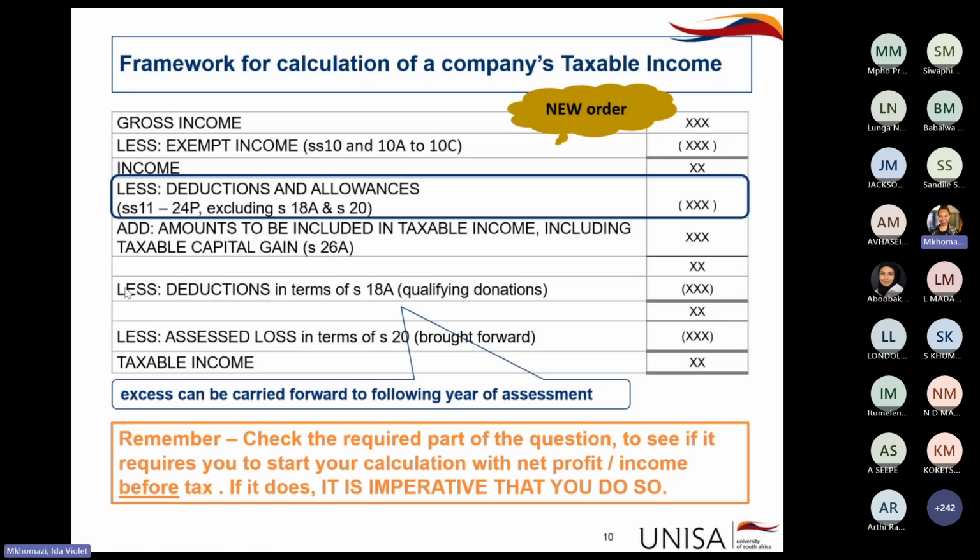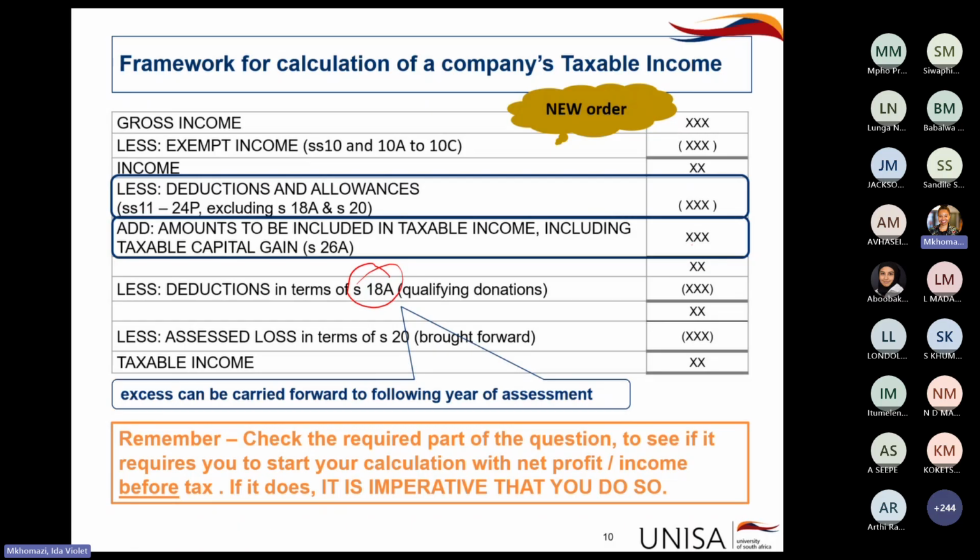Okay, now on this slide, I have the framework for the calculation of a company's taxable income. This is one of those that you will see quite often in your slides, or you have seen quite repetitive in your topic 3 slides. The reason that we are repeating this is that the order of the calculation for the company's taxable income is important, and you need to pay careful attention to the order because it has actually changed a bit from the previous years as a result of the 18A legislative amendment.